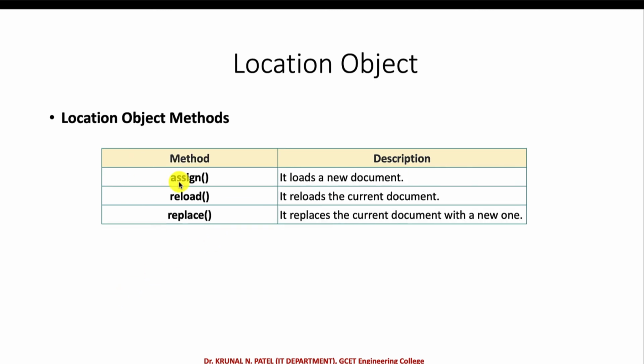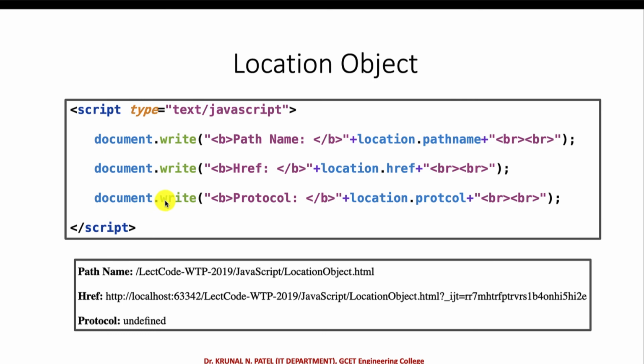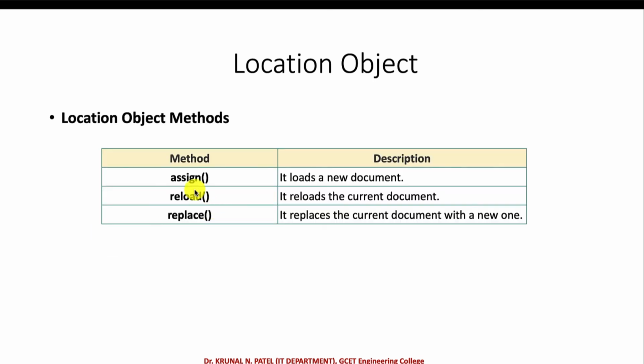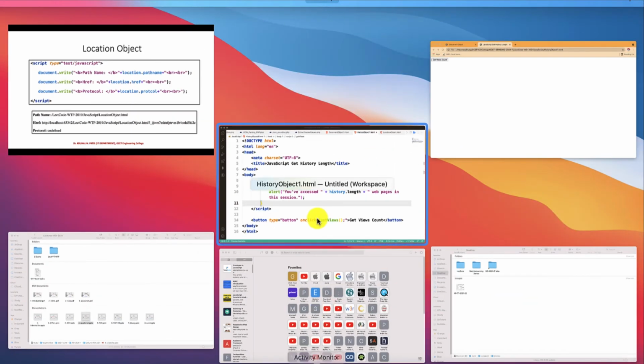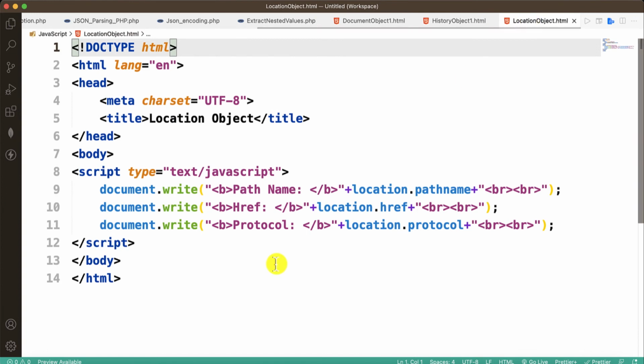And here are some important methods. Assign loads a new document, similar to the open method we discussed in the window object. Reload reloads the current page. And replace replaces the current document with a new one. You just use these location object methods. Here is an example, so let's go for it and see how it works.